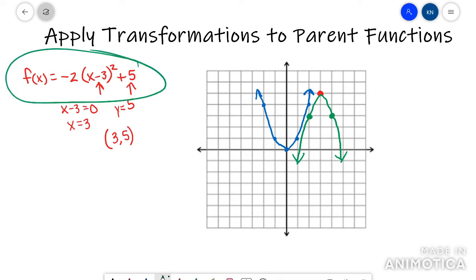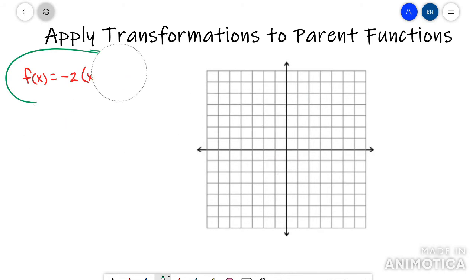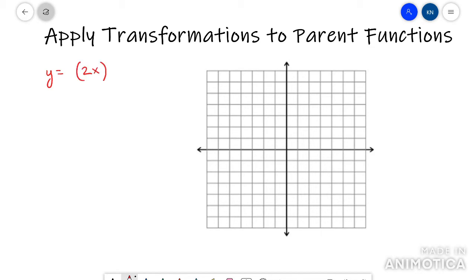Let's try another one. I've found with these, the way that students get good at them is to just practice over and over and over. Okay, this one's going to be a little trickier. This is more of a rare situation, because teachers in general don't put too many transformations right in front of the letter x. This is a horizontal compression.